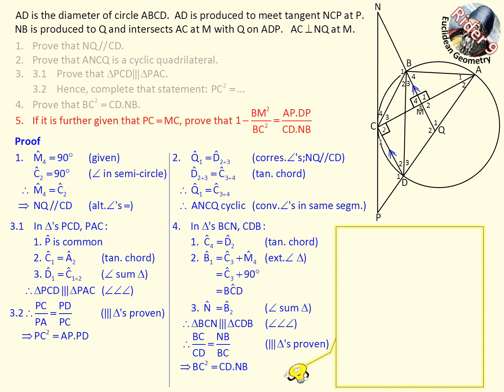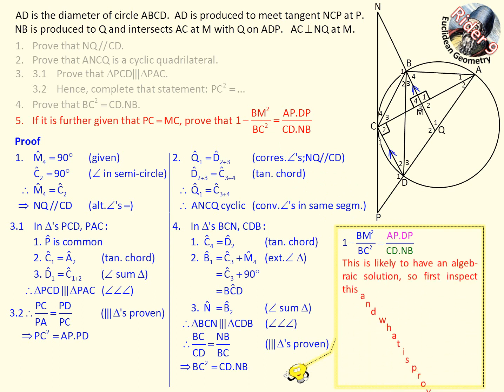Now for the real killer. This looks terrible. Terrible, terrible, terrible. And that's the one that lots of people don't even try. So I'm going to show you now how I would go about it. First of all, it's likely to be algebraic. So we first inspect.